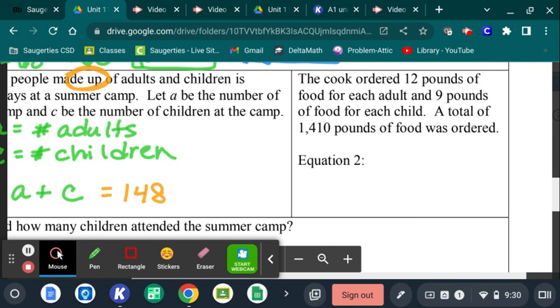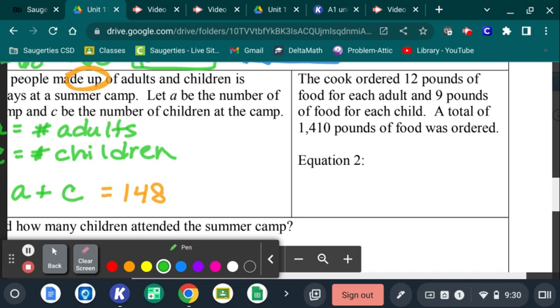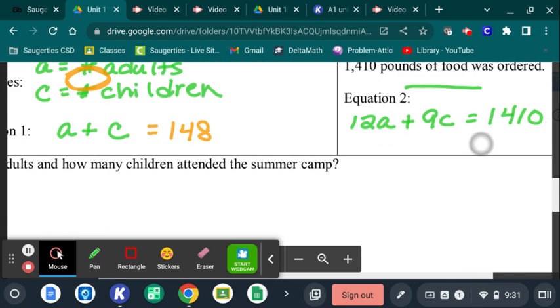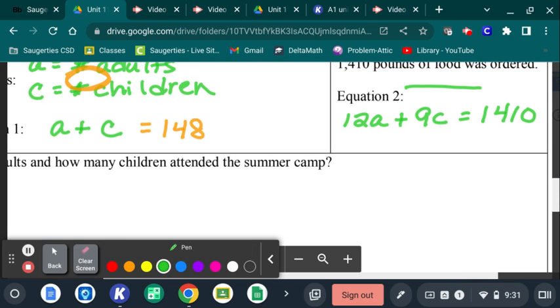Now, we got to make another equation. The cook ordered 12 pounds of food for each adult. So that would be 12 pounds times every adult plus 9 pounds for each child. And the total is 1,410 pounds of food. And just like that, we have made our system. So I'm going to recopy it down here. A plus C equals 148. 12A plus 9C equals 1410.